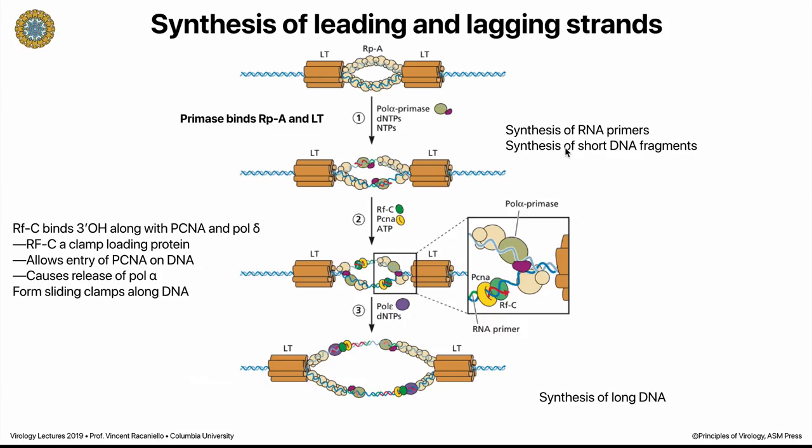Some other additional proteins come in, and eventually polymerase epsilon is recruited in, which will make the longer DNA strands, either on the continuous strand or on the discontinuous strand. There are a lot of other proteins that come into this that are involved in DNA synthesis. We don't need to be concerned with that very much. The point I want you to remember is first that large T starts this whole process.